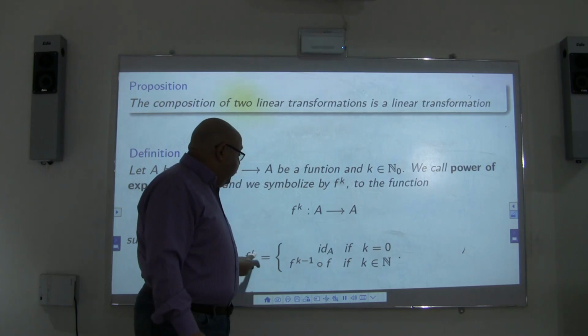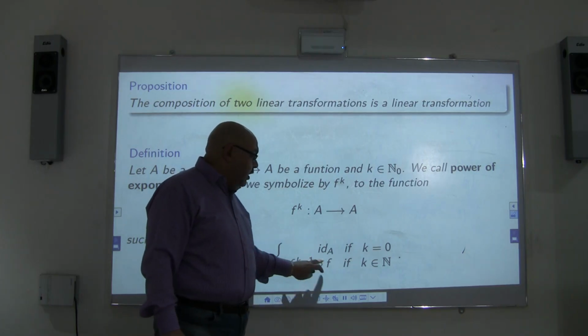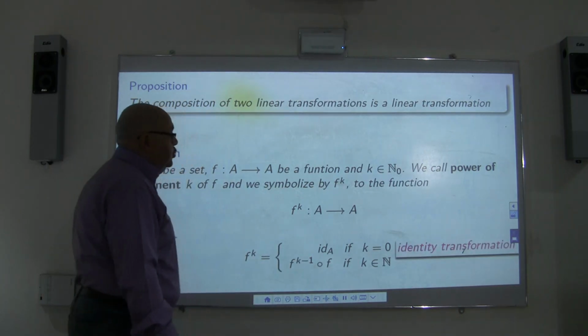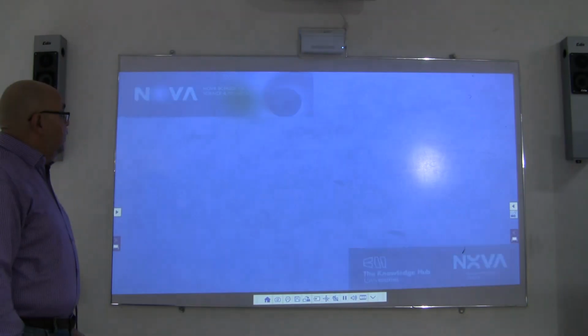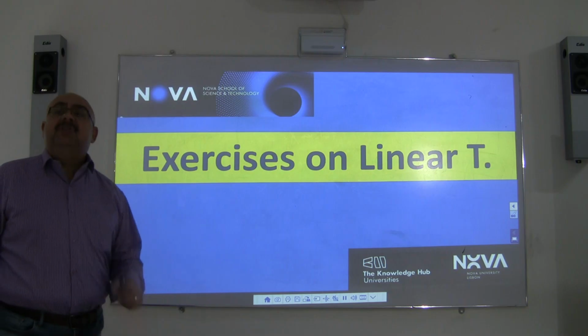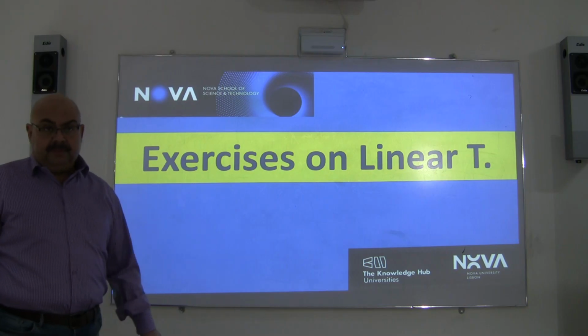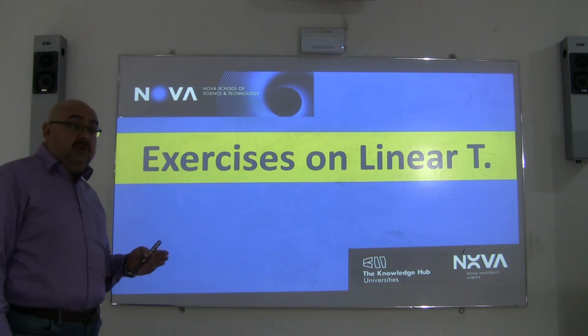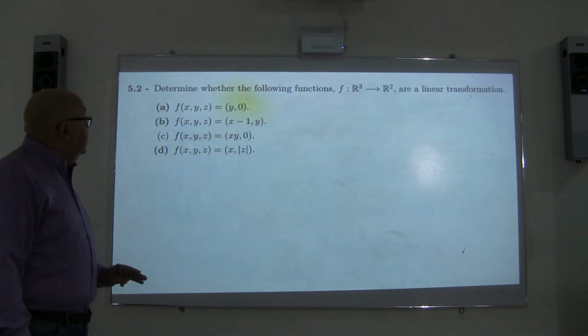Okay, if f of k means f of k minus 1 where k belongs to N, this is the identity transform. Number 1: exercises on linear transformations. This is really very interesting, in order to see if it is a linear transform or if it is not a linear transform.